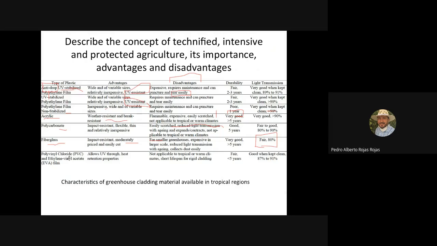Finally, polyvinyl chloride. An advantage is that it allows ultraviolet through the material and can have heat retention properties. It's not useful for ground climates and has a short leaf span for rigid cladding. Its durability is regular, 5 years, and the light transmission is good when you are cleaning.